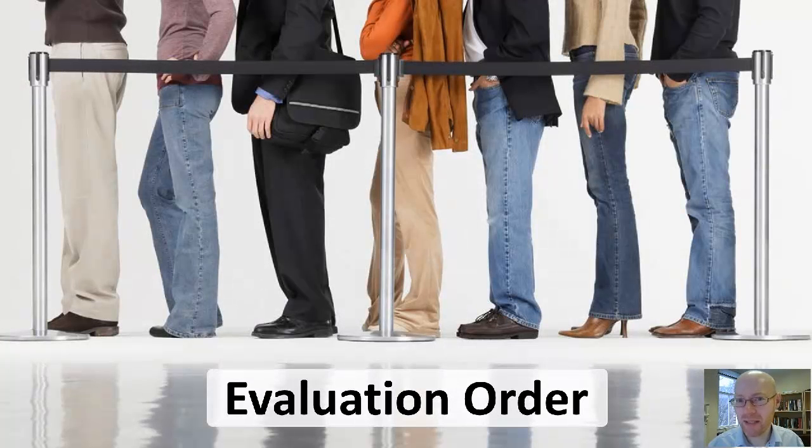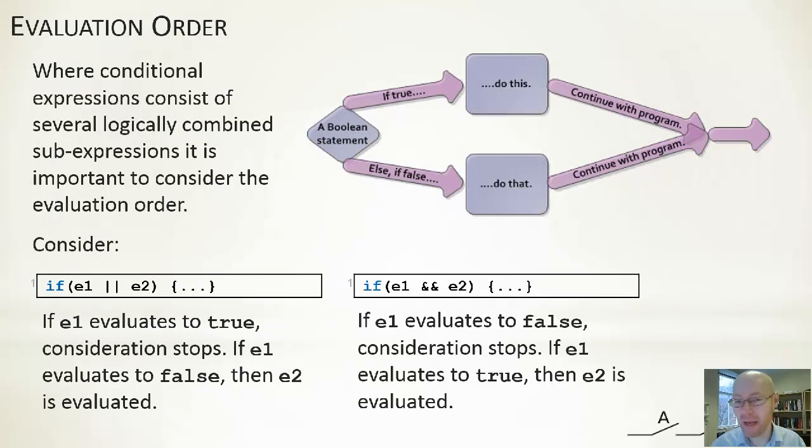Okay, next thing we want to have a look at is the notion of evaluation order. So this gets into how we deal with things like if statements where we have some logical condition that we need to evaluate. As a reminder, you can see them down here at the bottom. The first one we have is if condition 1 or condition 2, so E1 or E2. So if E1 evaluates to true and it's an OR statement, then we stop execution at that point.